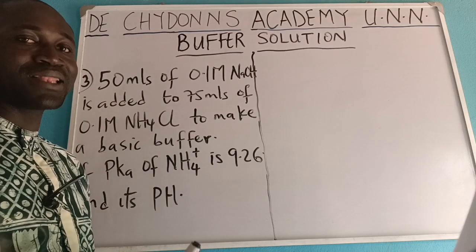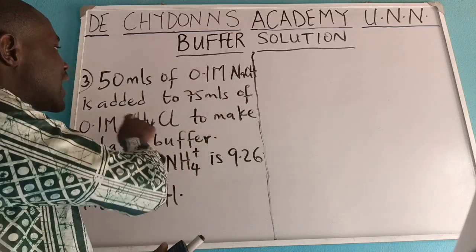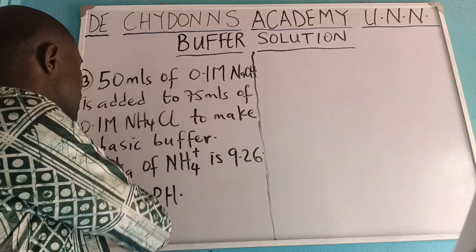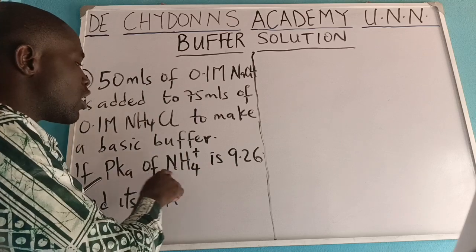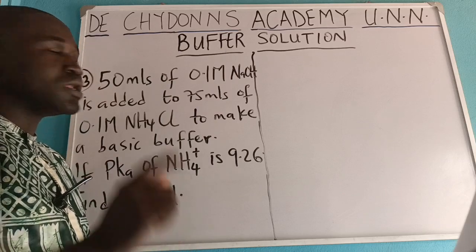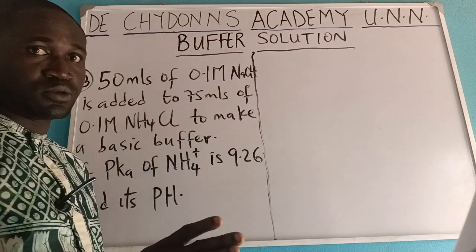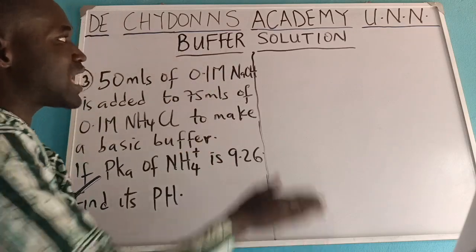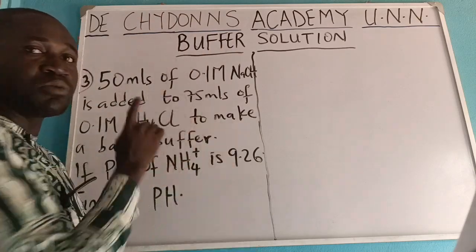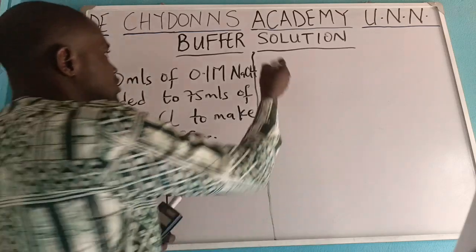Now to solve question number 3, 50 ml of 0.1 molar sodium hydroxide is added to 75 ml of 0.1 molar ammonium chloride to make a basic buffer. If pKa of ammonium ion is 9.26, find its pH. Now, remember we said this is coming from a buffer solution. For an acidic buffer, it must have an acid and a conjugate base. For a basic buffer, it must have a base and its conjugate acid.